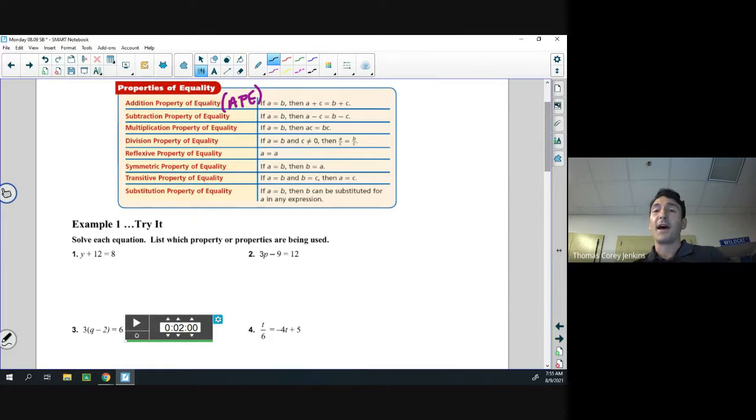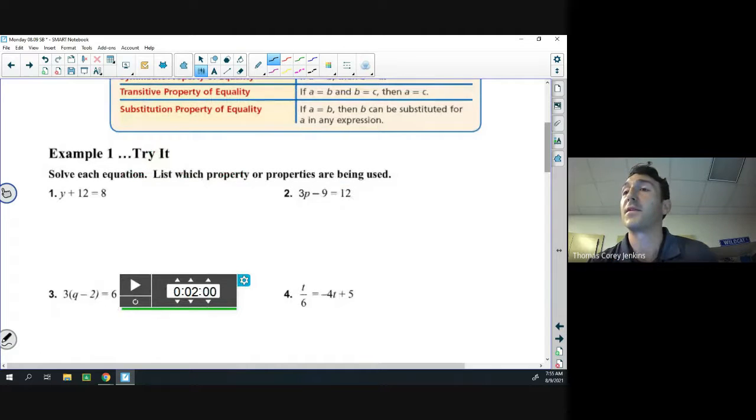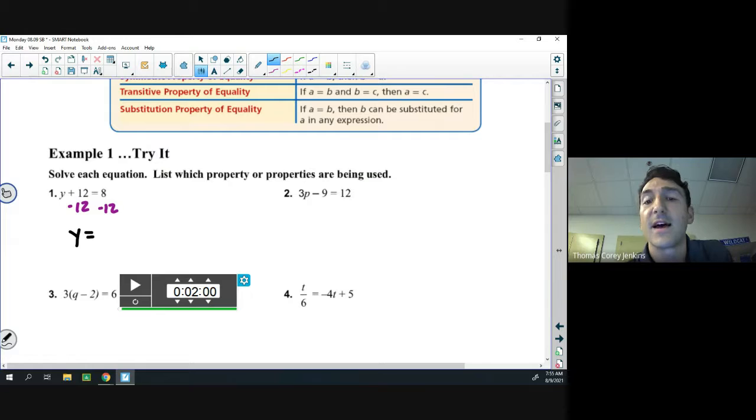So on number 1, it says y plus 12 is equal to 8. We know the inverse of plus 12 is minus 12. So that's what we want to do to both sides to isolate that variable. All right, so that's going to leave me with y plus 0 on the left side, or just y by itself, equals whatever 8 minus 12 is, so negative 4. So as far as showing the minus 12 on both sides, we shouldn't have to do that. So if you want to skip that part, that's fine.